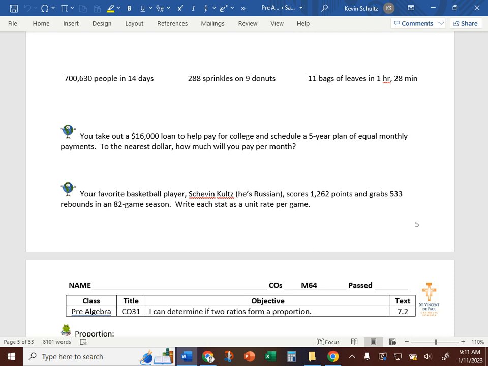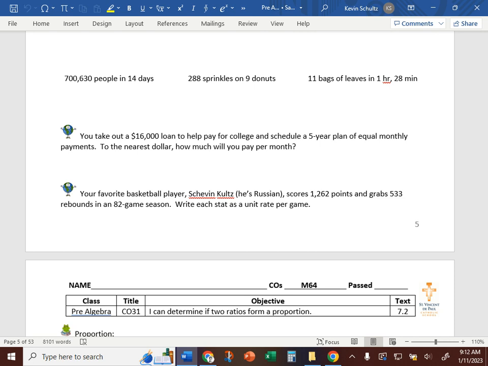And then your favorite basketball player, Shevin Koltz. Anyone know him? Yeah, he plays for the Russian national team. Scores 1,262 points and grabs 533 rebounds in an 82-game season. Write each stat as a unit rate per game.